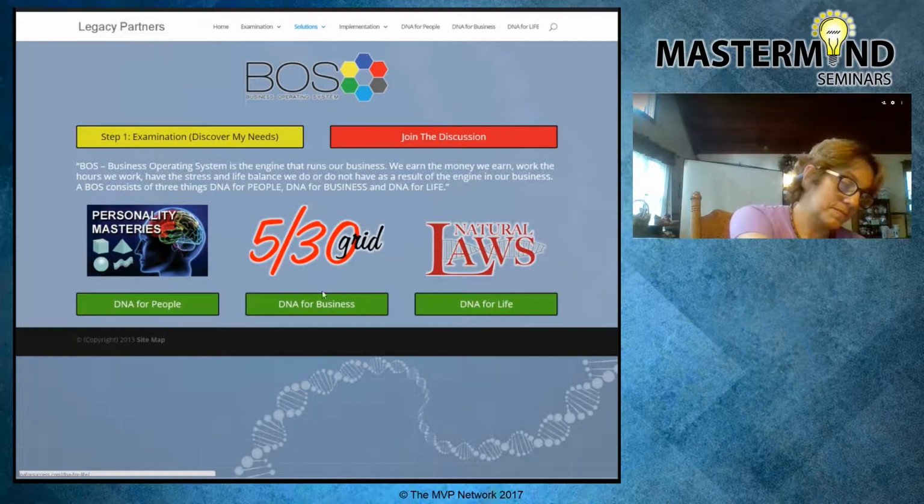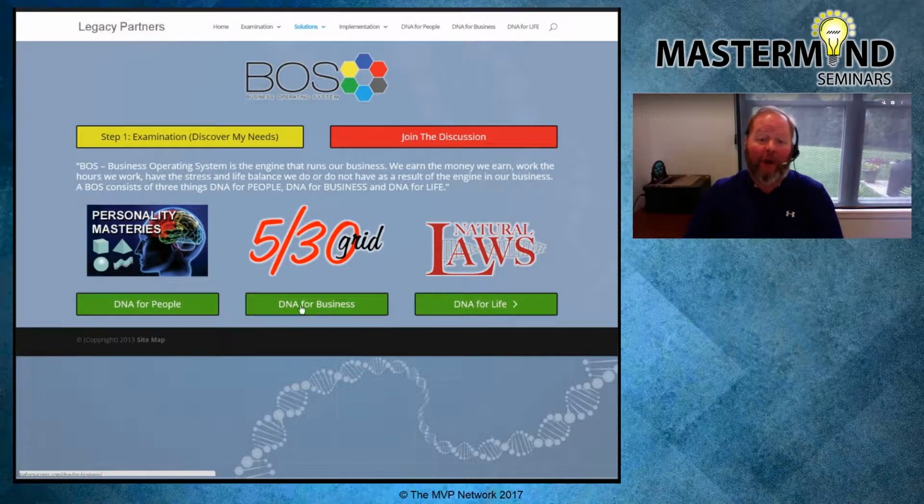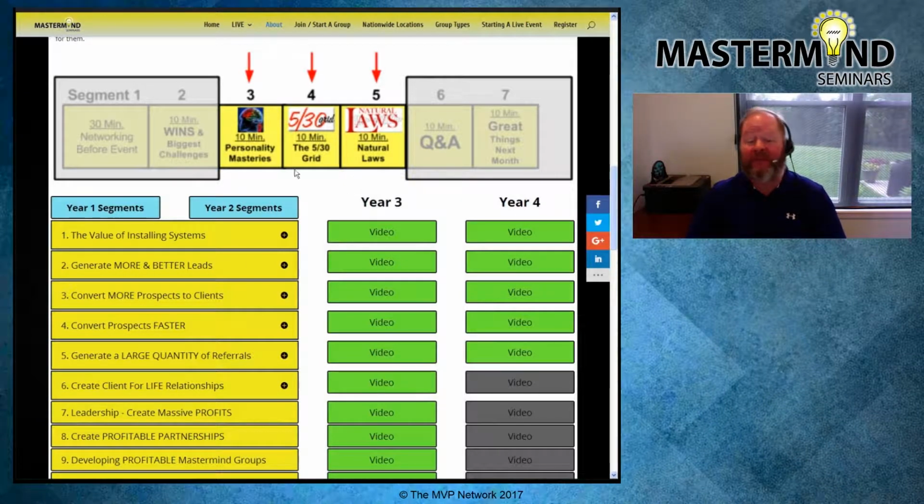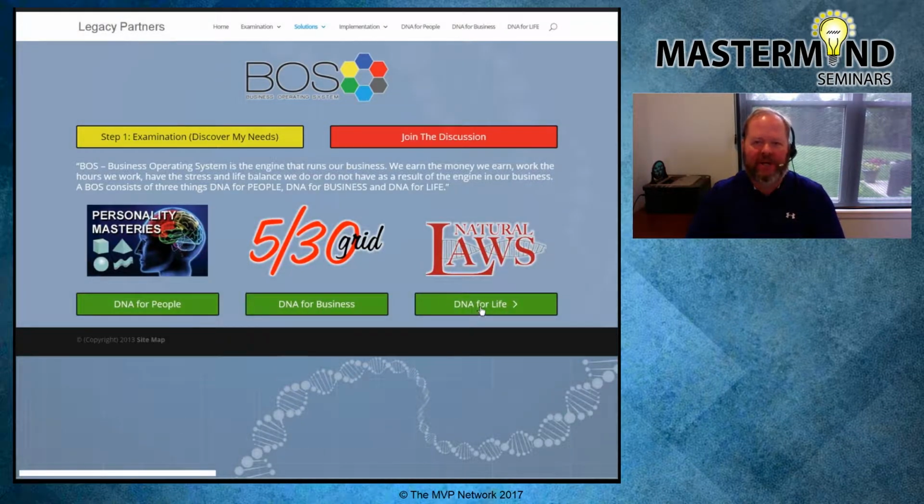Going to move into segment 4, and segment 4 completes our BOS segment for the business operating system. So we've done the DNA for people, we've done the DNA for business, and now we're going to do the DNA for life. And this is the natural laws. There's over 500 natural laws that have been discovered, and Nicole's going to get a chance to help us understand how the natural laws can apply in creating client-for-life relationships. Nicole, welcome, and take it away.